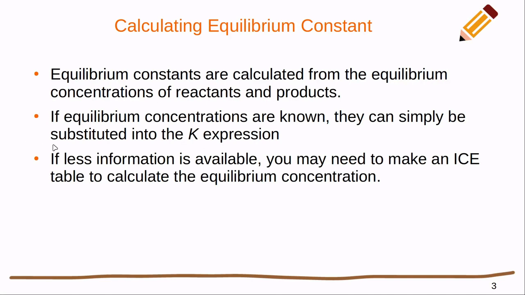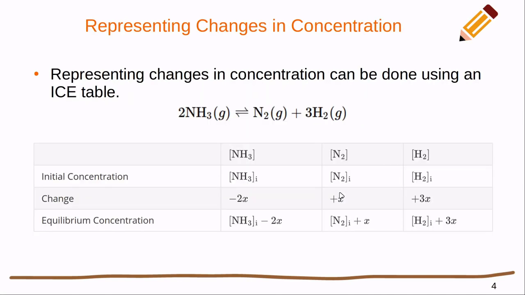That one's pretty trivial. But if we have less information, what you're typically going to need to do is make an ICE table to calculate the equilibrium concentrations. The first question you're obviously going to have is, what is an ICE table? It's a convenient way of representing the changes in concentrations that occur as a reaction proceeds towards equilibrium. Here I have a model reaction that's going to move from the reactants towards the products.